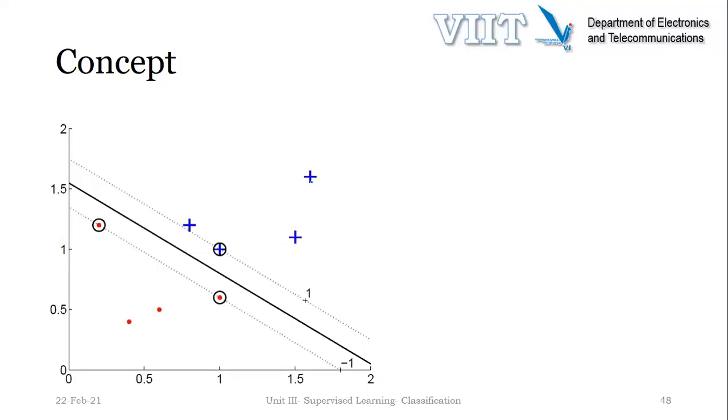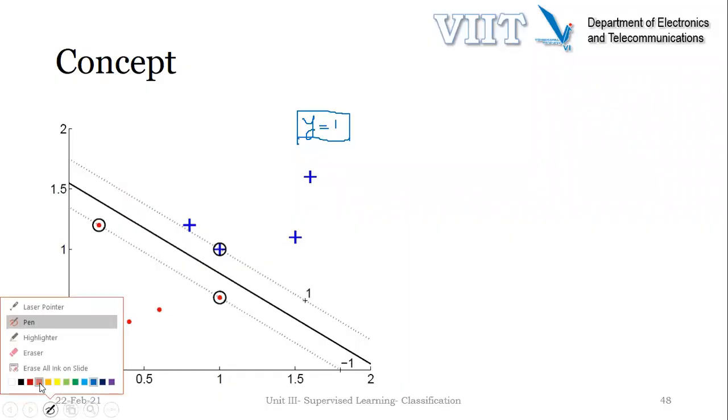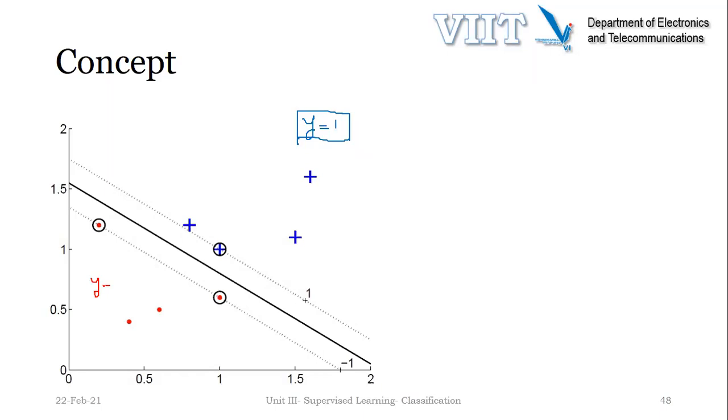Suppose we have these samples as one class, let's say y is equal to 1. This is the target class. All these plus samples belong to the y is equal to 1 class. And let's say all these red samples belong to the y is equal to 0 class.